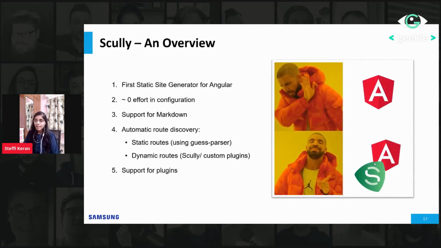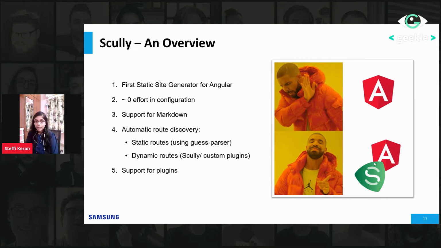For starters, Scully is the first static site generator for Angular. When it comes to configuration and integration, it requires minimal to zero effort. It's just a single command, the init command, you just have to run it and you're all set. And it has support for Markdown. Say, for example, you want to create a blog site and you don't want to go for HTML tags and those things. You just want to write in Markdown, and Scully has support for that. And the most beautiful thing about Scully is it has automatic route discovery.